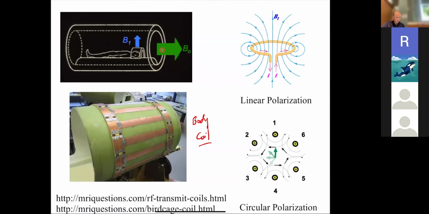And its job, so we talked about this magnetic field, which we will refer to as the B0 field. So in this class, anytime you see B0, that's the main field. And then the B1 field is the RF field. Right?